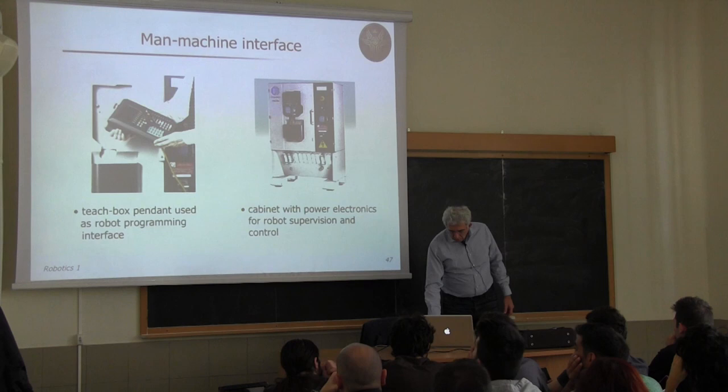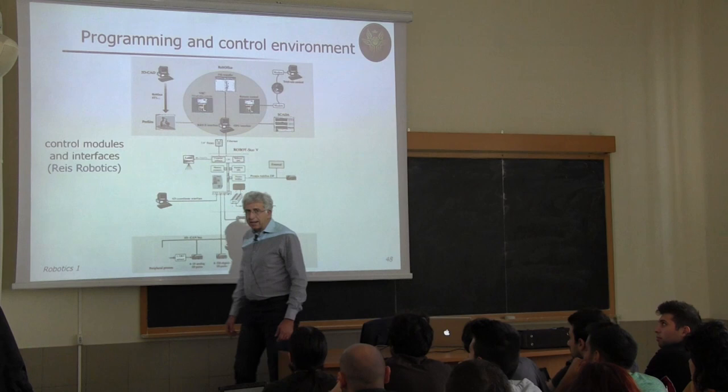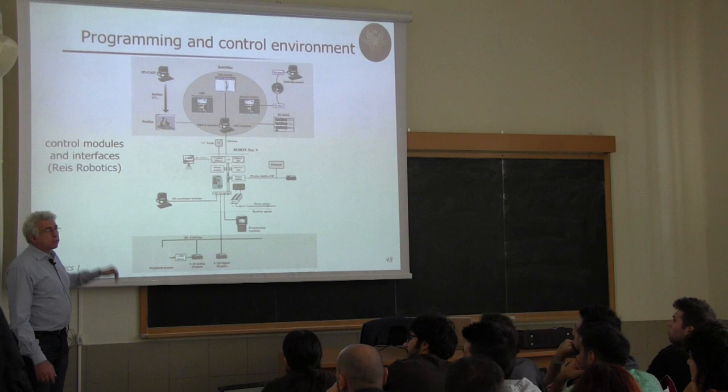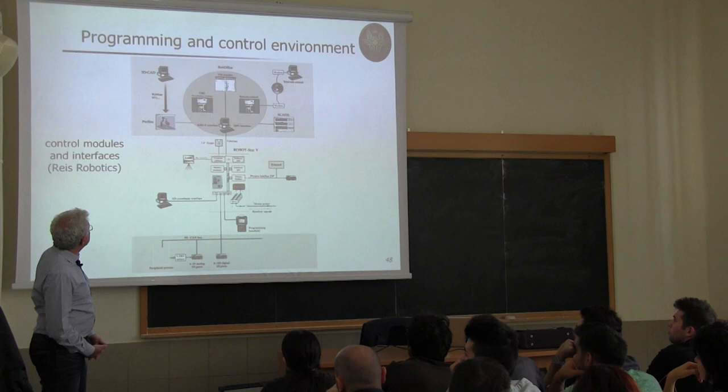So, talking about programming environment, I hope that this slide is clear enough to you. I will move on this side. I hope this works, okay. So this is a scheme taken from one manufacturer of robots. It's a German manufacturer, Reis Robotics, which highlights all generic components in a programming and control environment. Let's start from the top left.